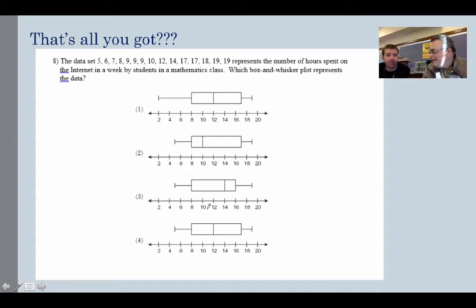The data set, as listed there, represents the number of hours spent on the internet in a week by students during math class? Oh, no, I'm sorry, in a mathematics class.